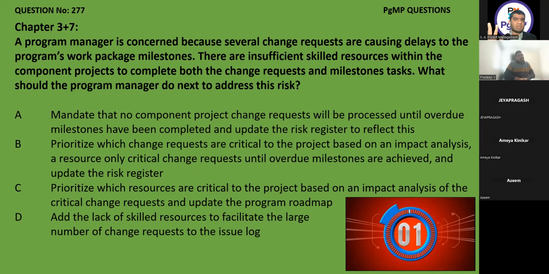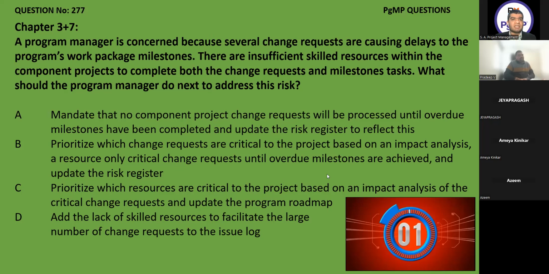10% means 20 questions. And in this thing, please read the full option. Okay, please read the full option. I will tell you why. Prioritize which resources are critical to the project based on an impact analysis of the critical change request, and update the program roadmap. What is the difference between B and C? First lining are same, prioritization, but he's updating the program roadmap. Here the roadmap will not make any sense because roadmap will not solve the dispute here.